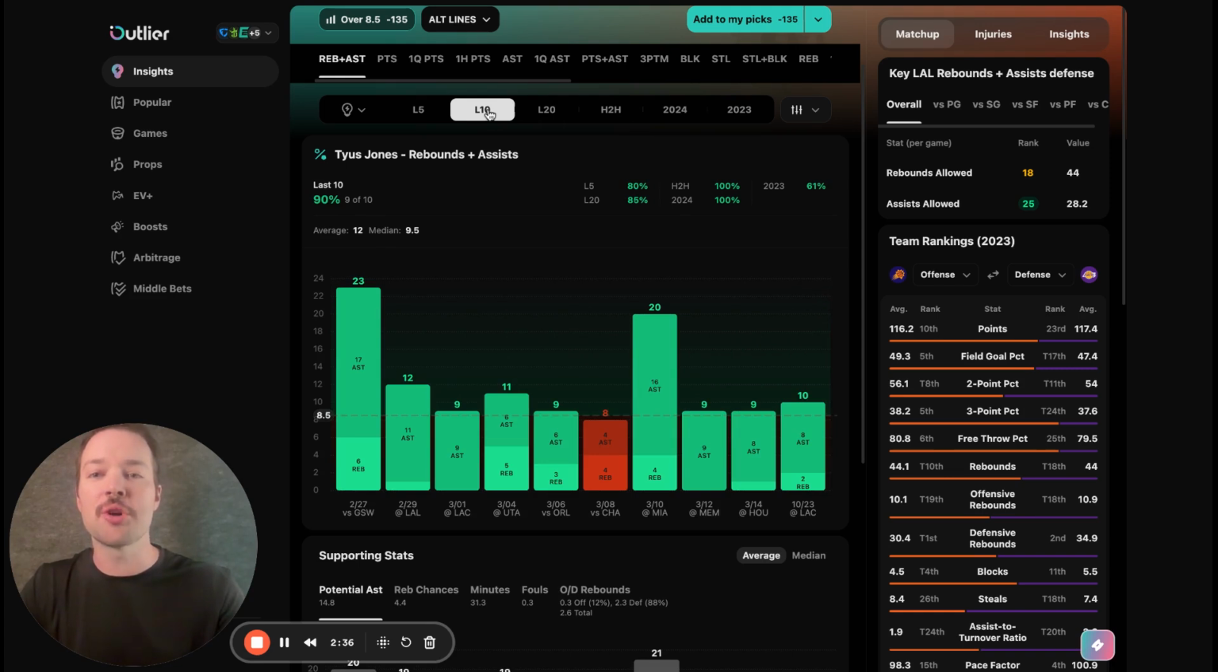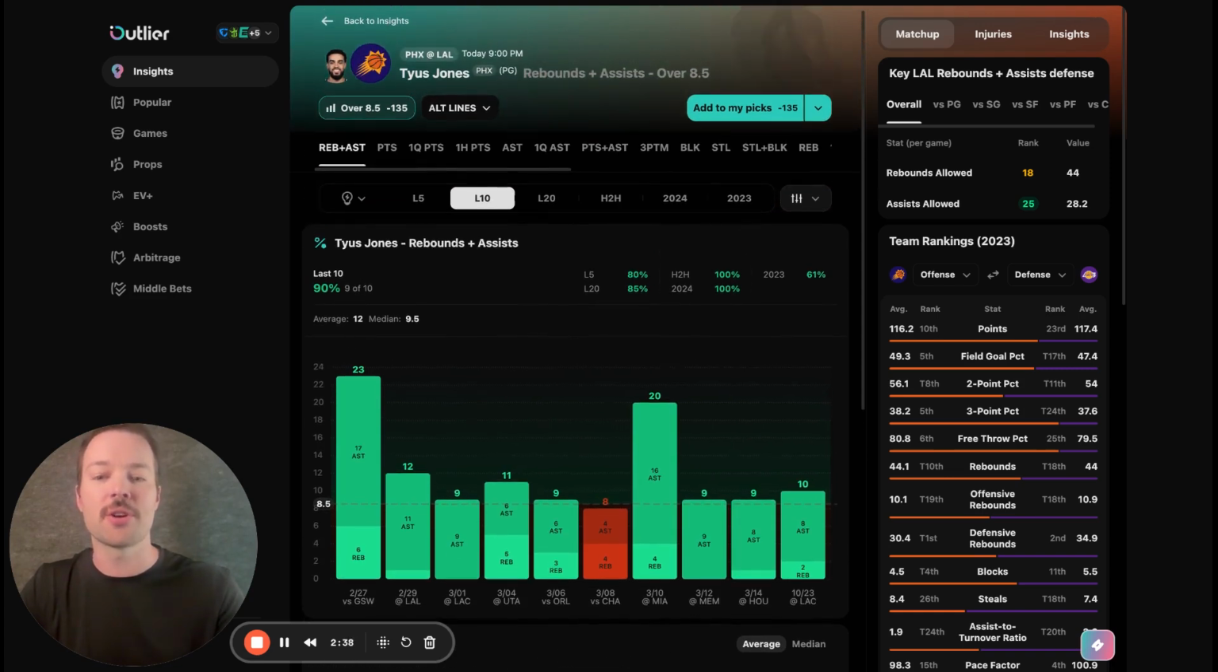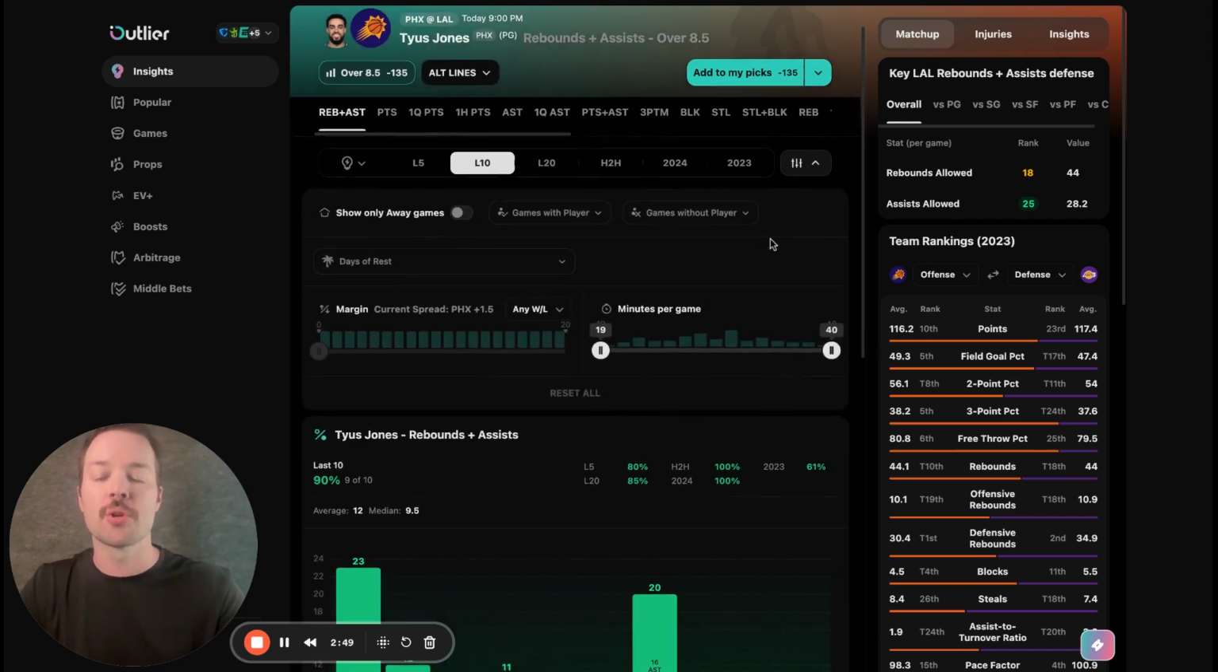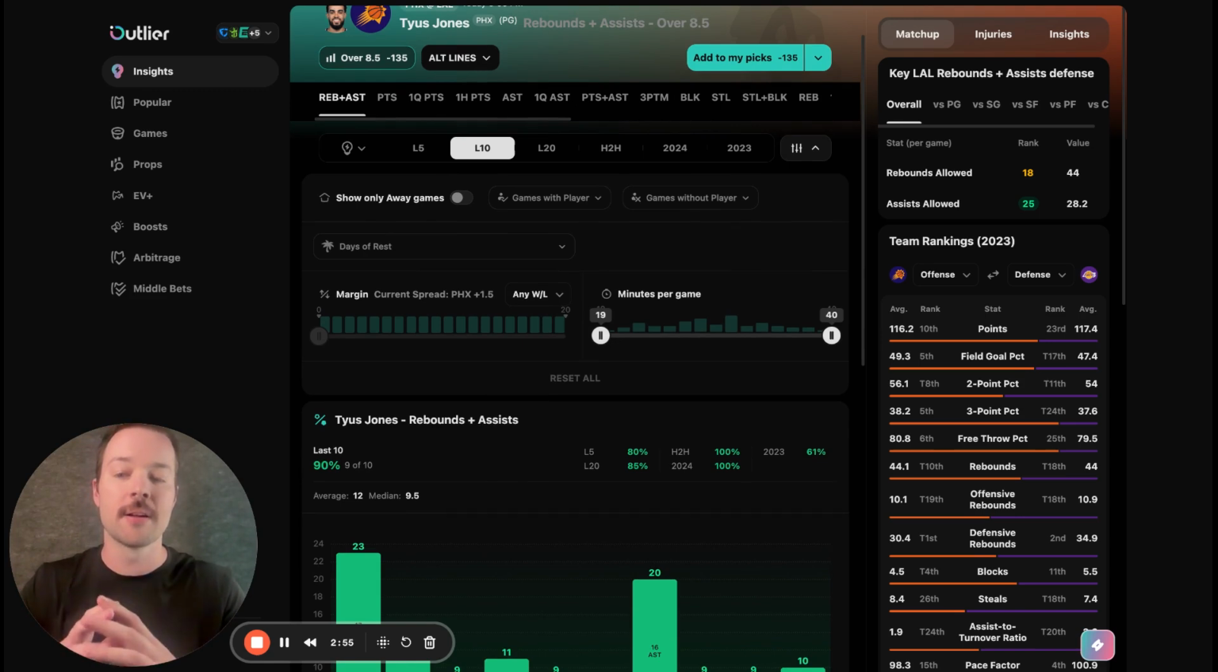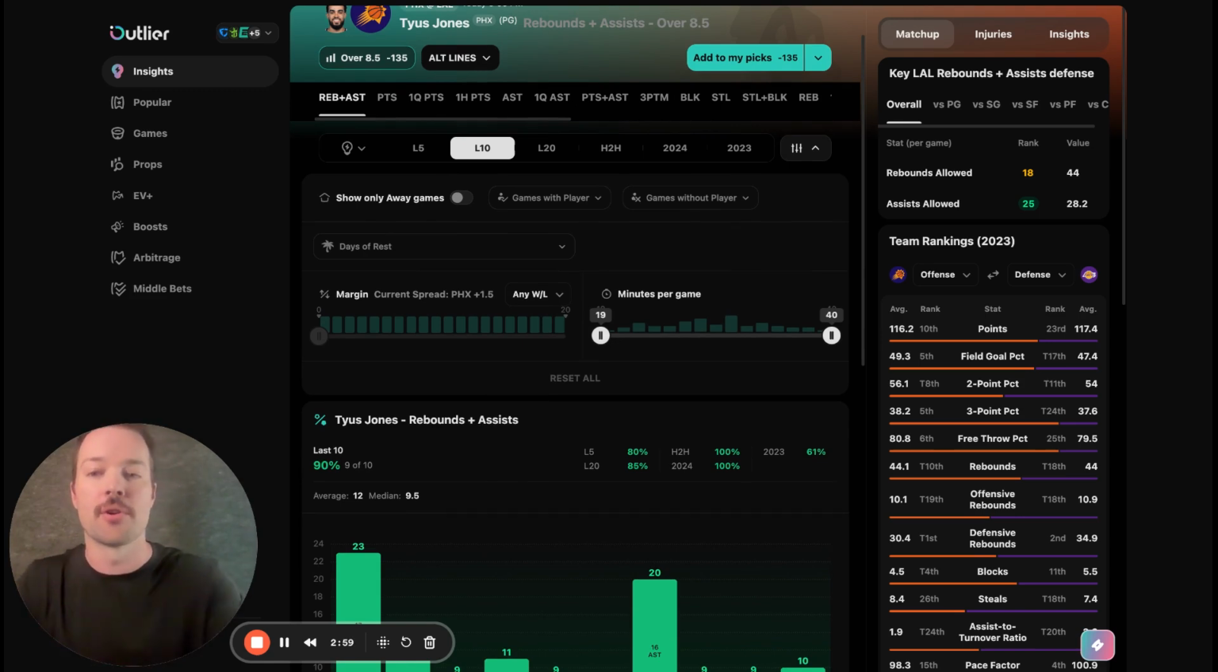What I'm going to do next is show you our game scripting filters. These are super cool and are actually very easy to use. Look at this button over here that looks like 3 little sliders. If I click it, I can do all sorts of filtering. So what I'm doing here is I'm saying, here's what I think the conditions for tonight's game are going to be. And how does Tyus Jones perform under those conditions?